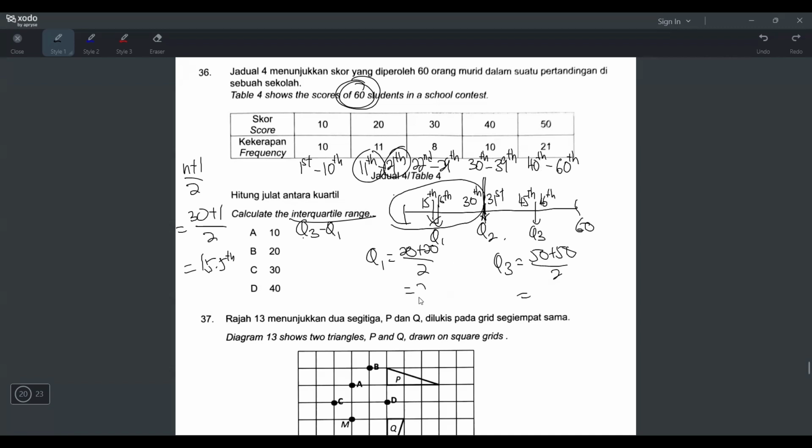And this one, if you press, you get 20, this one you get 50, but they want Q3 minus Q1. So you have to take 50 minus 20. That's why the answer is C. Because the interquartile range formula is Q3 minus Q1. So this is the final answer, 30. Okay? Okay, this is the correct way. Alright? Okay, so I hope you understand.